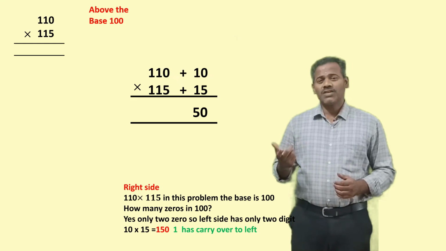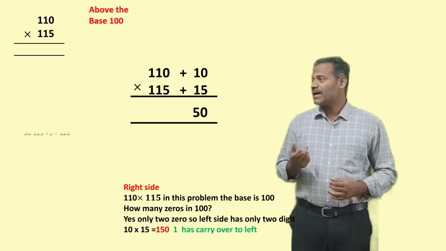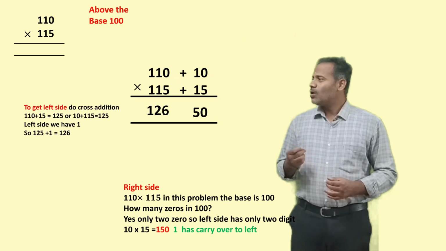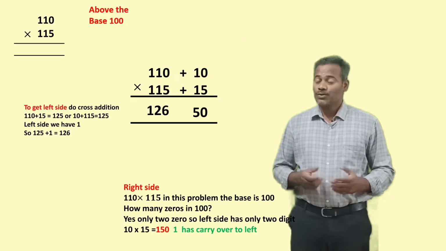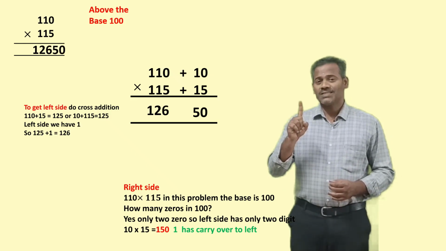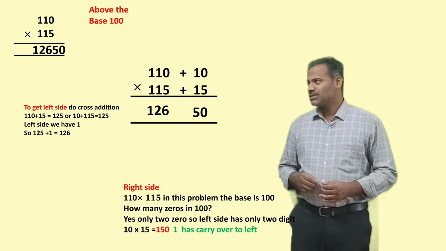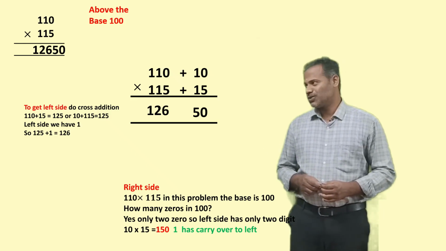Then for the left side we do cross addition. Either you can add 110 plus 15, or 10 plus 115, you get 125. So 125, and we already have 1 as the remainder. So 125 plus 1 will be 126. So the answer is 12650.